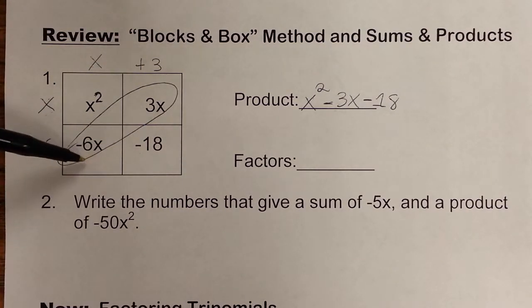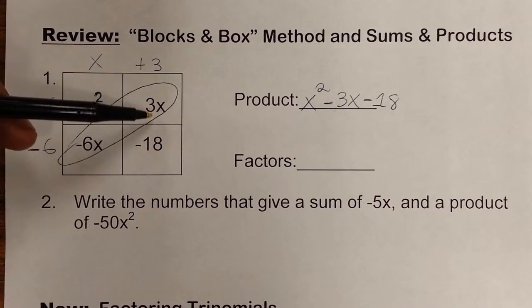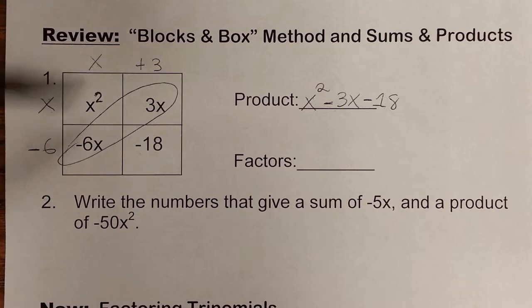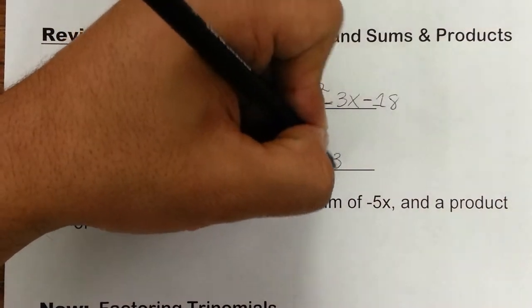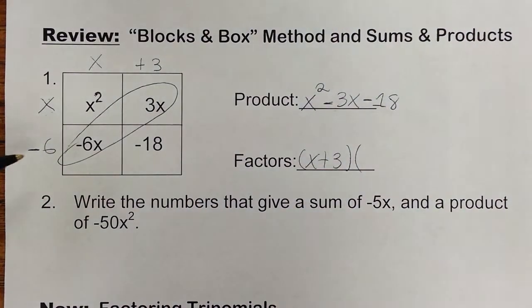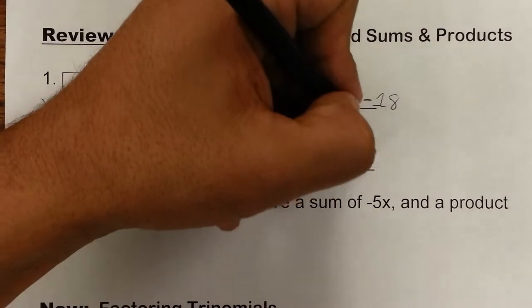If you notice, we took the coefficients and moved them on out to the left and up here. So 3, and then 3, a negative 6, a negative 6. So in this case, our factors, one factor along the top would be x plus 3. And then we've got another one as x minus 6.